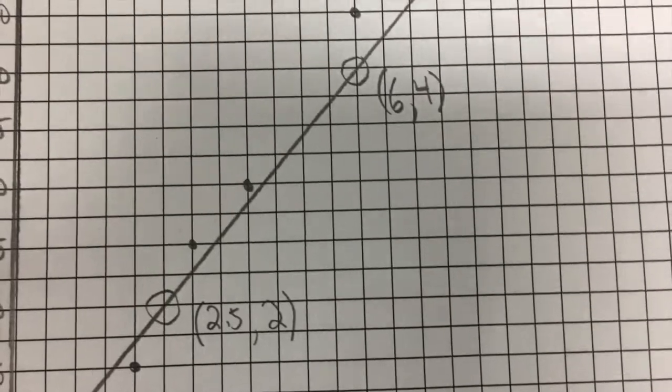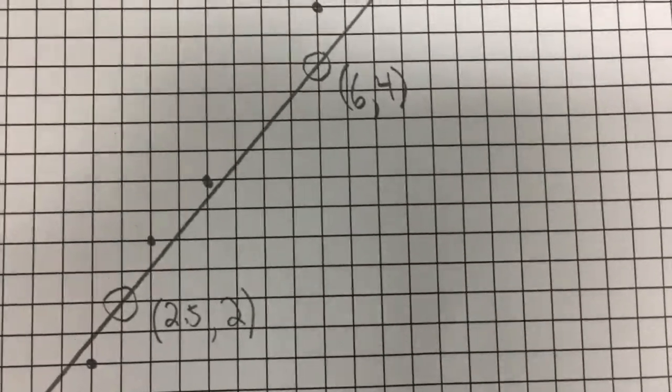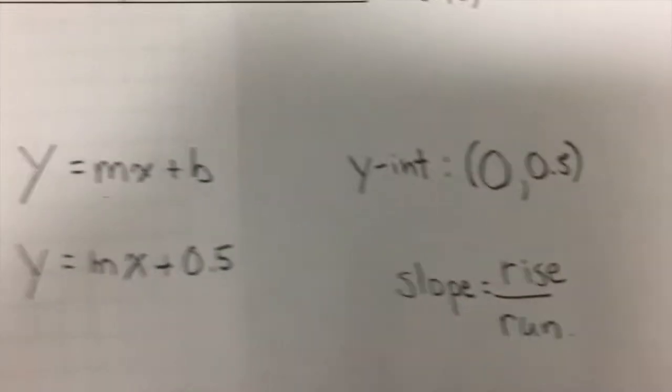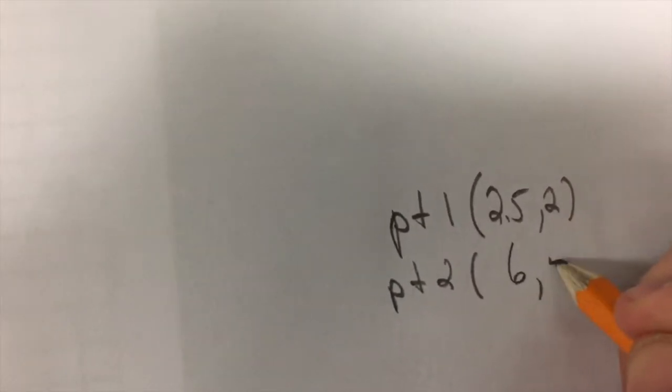I'm going to transfer these over to my other sheet. So I've got 2 data points. Point 1, actually I'm going to go down here. Point 1 was 2.5, comma 2. And point 2 is 6, comma 4.